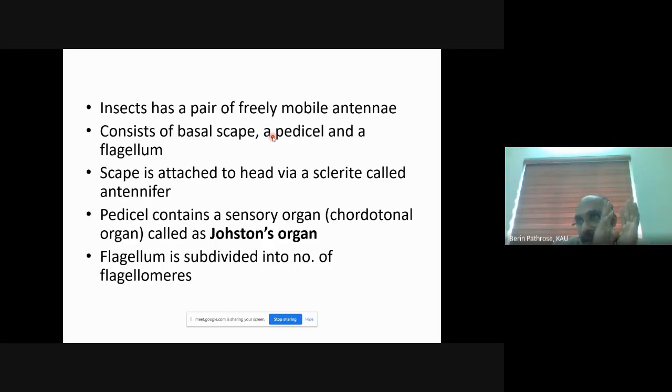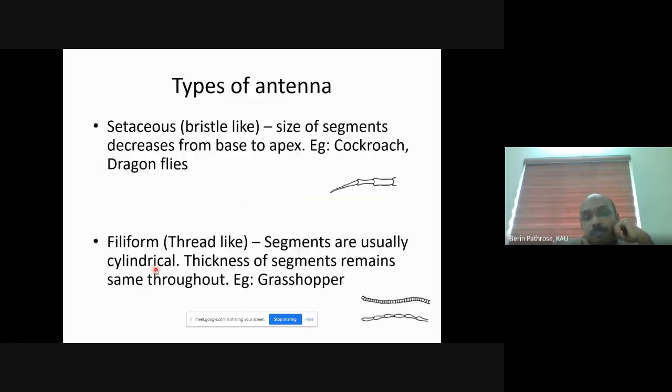It's a pair of antennae present in insects, which is freely mobile. It consists of a basal scape. It is attached to the head by a sclerite called the antennifer. After the scape, we have a short pedicel, and this pedicel contains a sensory organ or chordotonal organ called Johnston's organ. At the distal end of the antenna, we have the flagellum. The flagellum is divided into a number of flagellomeres. So this is the basic structure of an insect antenna.